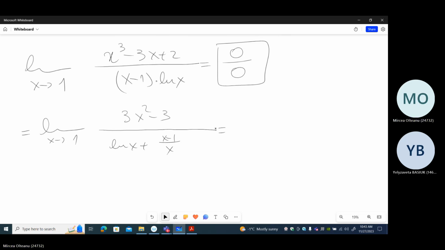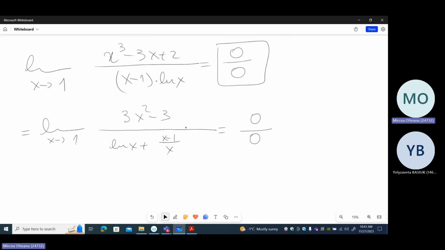It's like we have a new exercise and we try to solve it. What is the first thing to do when we have a limit? We replace x by, in this case, 1. If we replace x by 1, above we get 0, and below we get logarithm of 1, which is 0, plus here is 0, so we get 0.